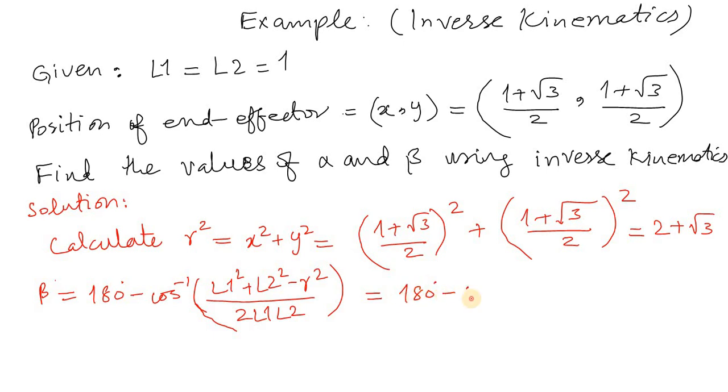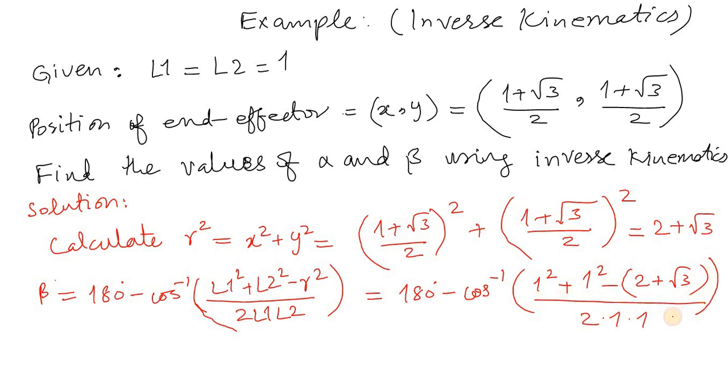180 degree minus cos inverse, this is 1 square plus 1 square minus 2 plus under root 3 divided by 2 into 1, and the final answer will be 180 degree minus cos inverse minus under root 3 by 2, and this equates to, let's do it on the other page.